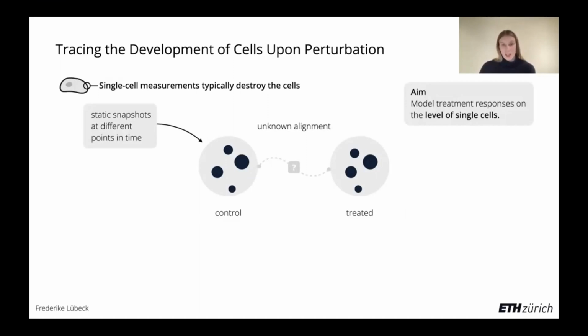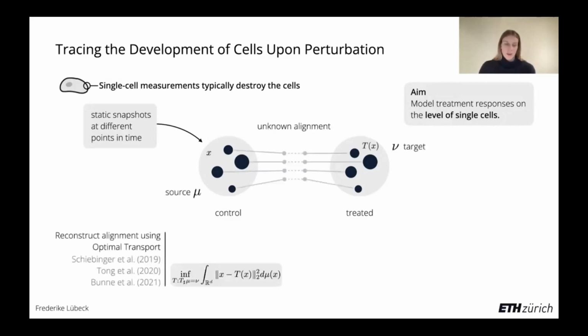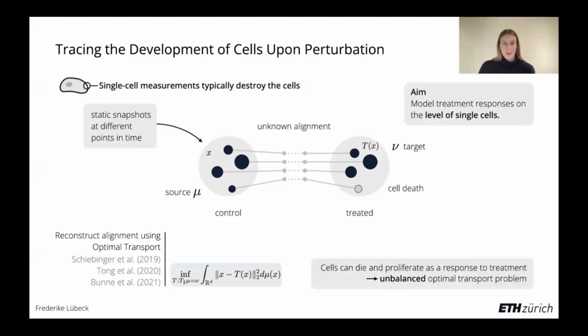Assuming that cells change only incrementally, recent approaches have utilized the mathematical concept of optimal transport to reconstruct these alignments. Optimal transport computes the mapping between cells that overall minimizes the cost of transporting all cells from one snapshot to the other. However, one key aspect remained unconsidered. Cells can die and proliferate as a response to treatments, which violates the assumption of conservation of mass that the classical formulation of optimal transport relies on. Therefore, this problem should be modeled as an unbalanced optimal transport problem.